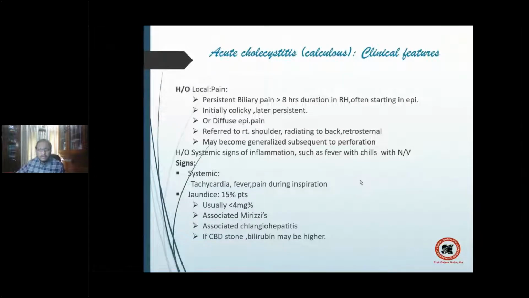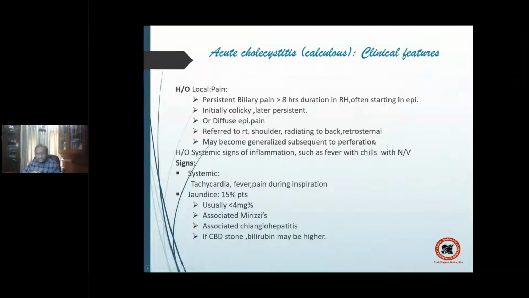Here, the pain of acute cholecystitis is more or less always localized to the right hypochondrium, epigastrium, and you can have a referred pain to the right shoulder and the back. Initially, the pain is colicky to start with, and later becomes persistent once the parietal peritoneum starts getting inflamed, or there could be a diffuse epigastric pain to start with. Reference to the right shoulder and back and retrosternal are features which would be there once the parietal peritoneum starts getting inflamed and may become generalized subsequent to perforation.